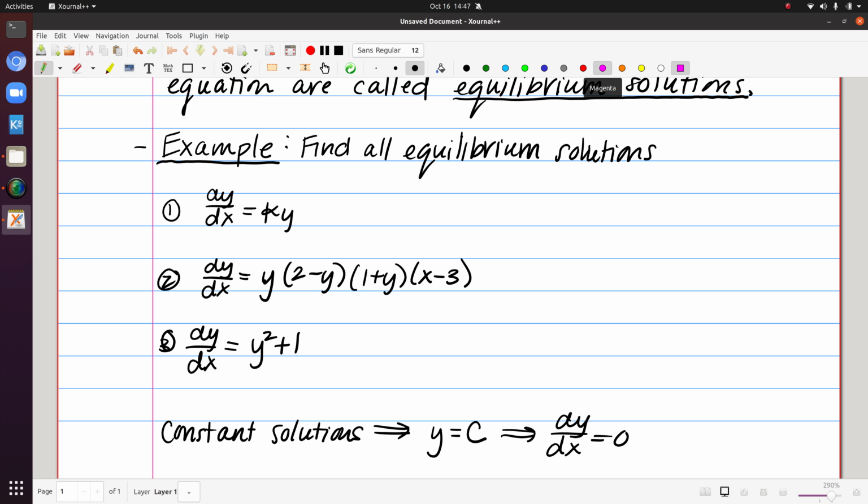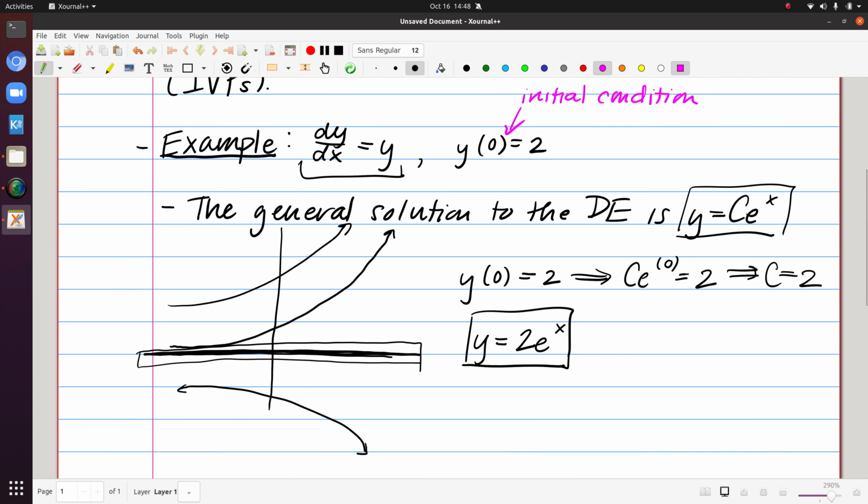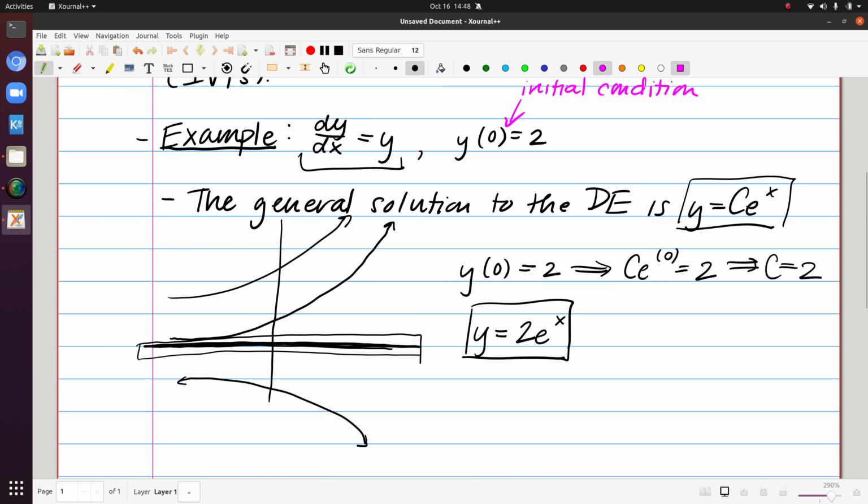So up here in this first one, if I set 0 equal to ky, that would mean, because again we're solving for y values, and k is some constant, the only way that's going to happen is if y is 0. So we would have one equilibrium solution to this.